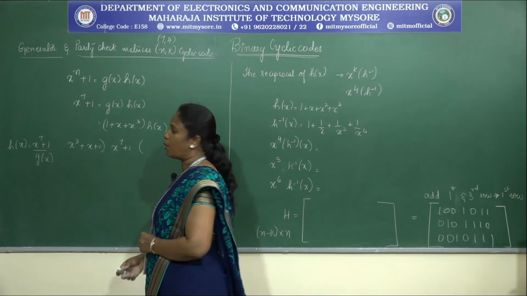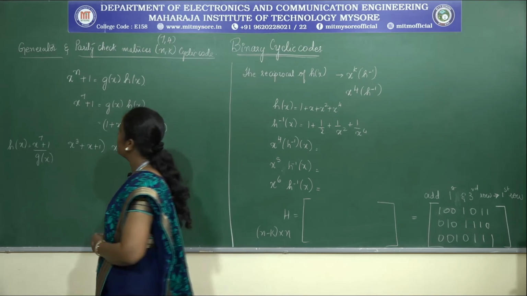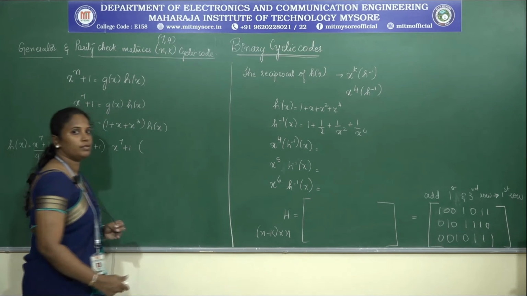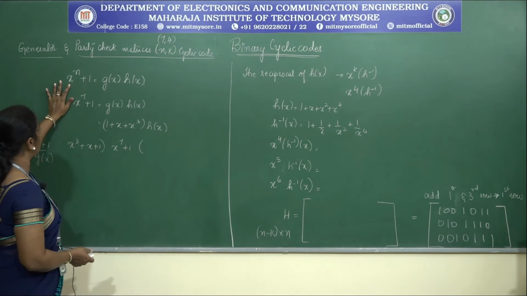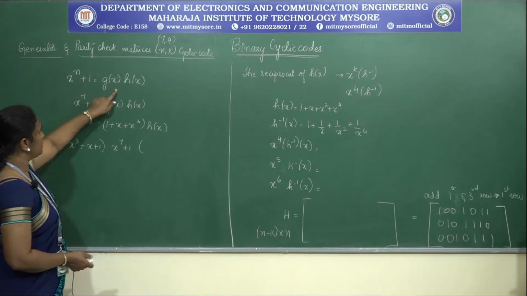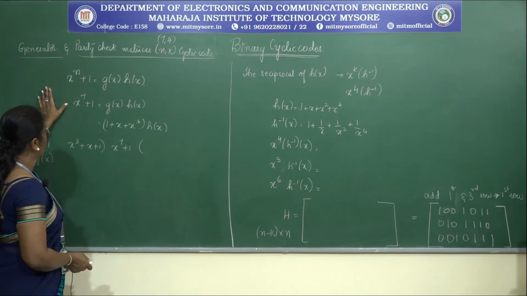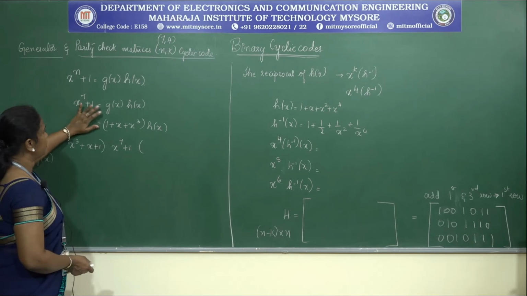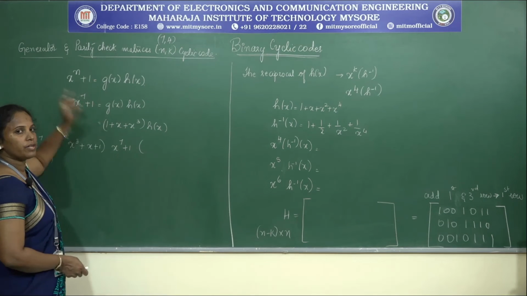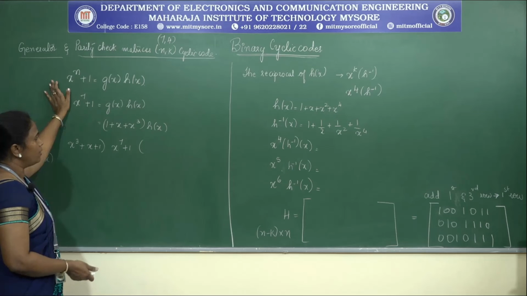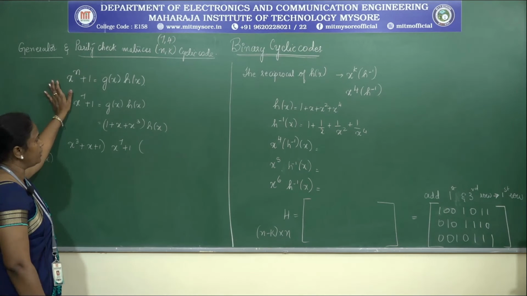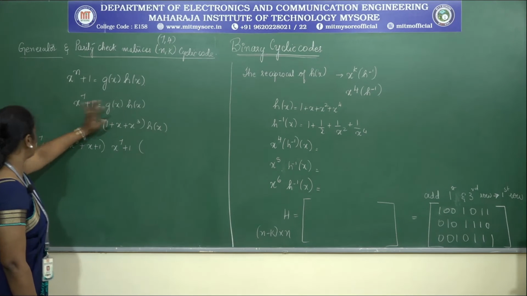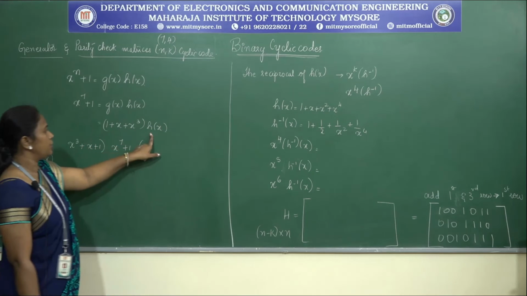Now we have property 2 of cyclic code, where the generator polynomial is a factor of x power n plus 1, which is given by g of x into h of x. So x power n plus 1 is equal to g of x into h of x. So g of x we have considered the same, that is 1 plus x to the power of 3, into your h of x. So how are we going to find your h of x?